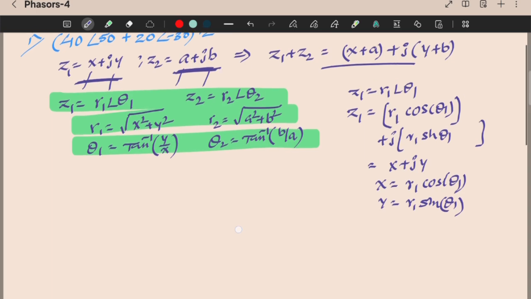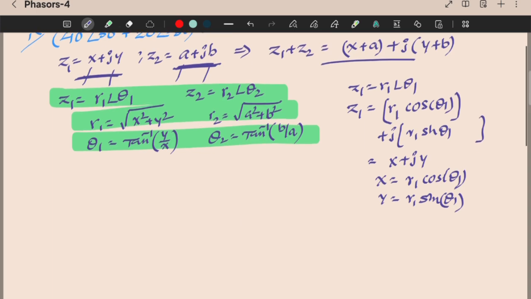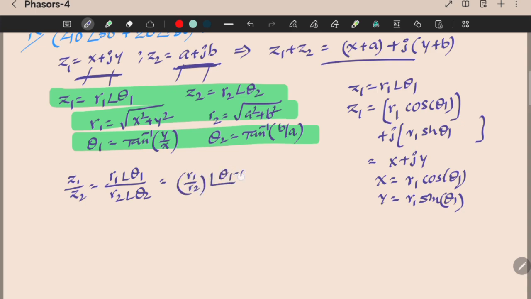And the interesting thing is, when you have division of z1 and z2, then you need to write z1 by z2 in polar. That means r1 at an angle of theta 1 by r2 at an angle of theta 2. Then, because r1 and r2 are real numbers, you can divide these two conveniently, but theta 1, theta 2 should not be divided. Theta 1, theta 2 are to be subtracted. Now, the resultant polar representation of this one is this one.